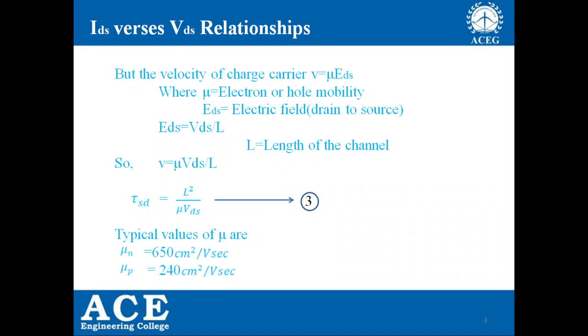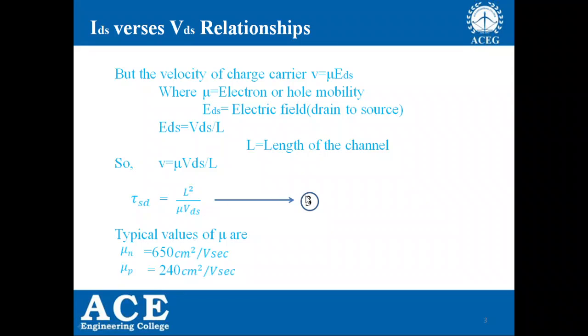So if you substitute this in V, the velocity will become mu into VDS by L. And if we substitute this velocity in the equation of tau SD, tau SD will become L square by mu into VDS. So this is equation number 3.